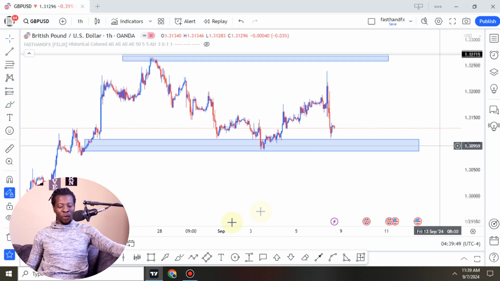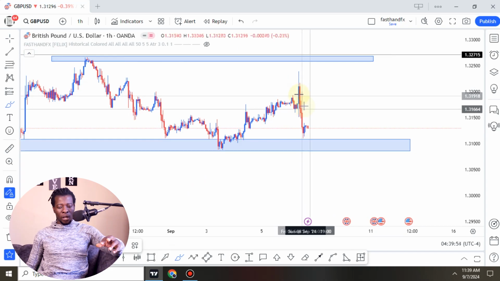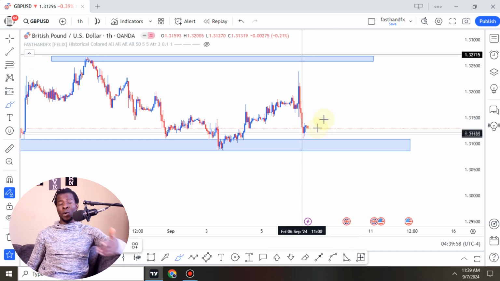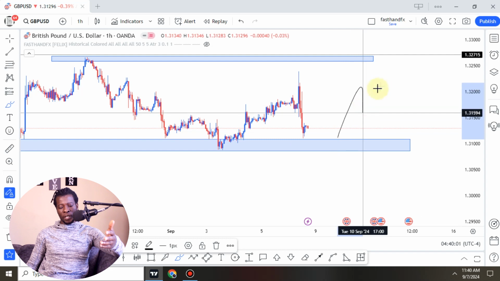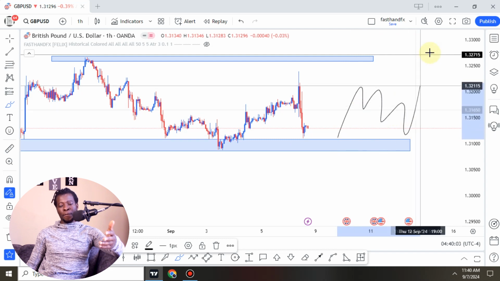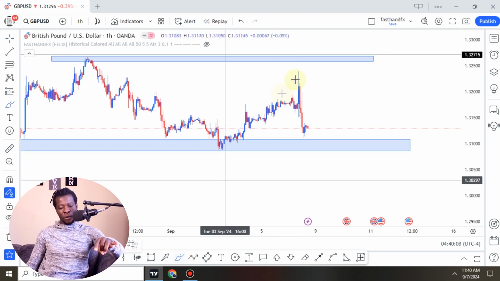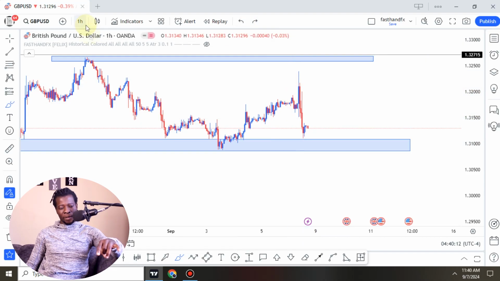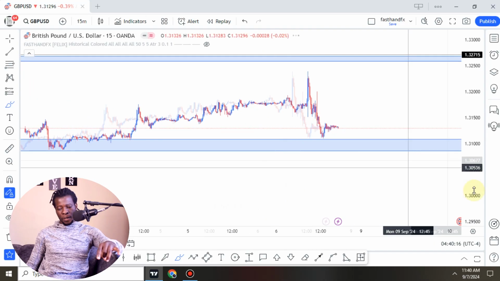For a good entry, price ought to retest this demand with another continuation pattern. What do I mean? Another bullish flag, right? Because we had an impulse, I was anticipating this kind of a bullish flag before we see a confirmation. Since we never had that bullish flag, we only see a drop due to NFP. So let's just take it to the 15 minute and understand what price is trying to do.